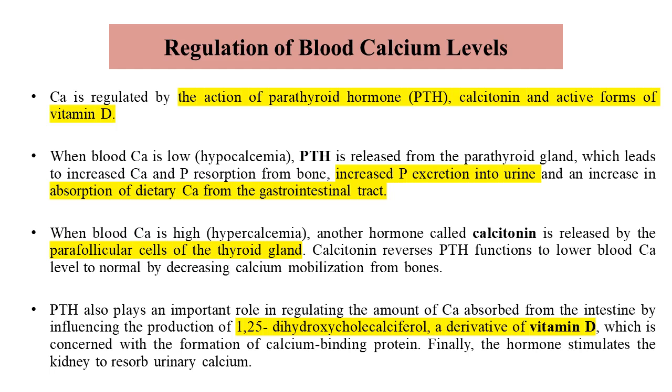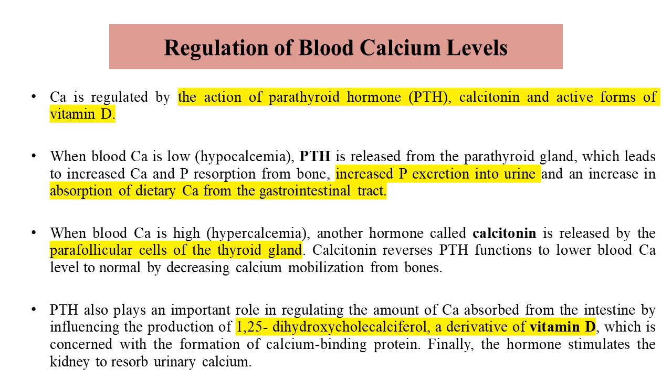Let me explain the regulation of blood calcium levels. Ca is regulated by the action of parathyroid hormone, PTH, calcitonin and active forms of vitamin D. When blood Ca is low, hypocalcemia, PTH is released from the parathyroid gland, which leads to increased Ca and P resorption from bone, increased P excretion into urine and an increase in absorption of dietary Ca from the gastrointestinal tract.